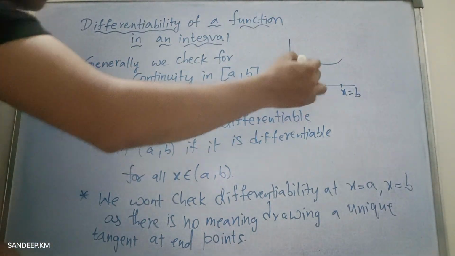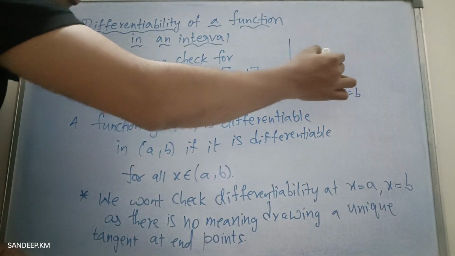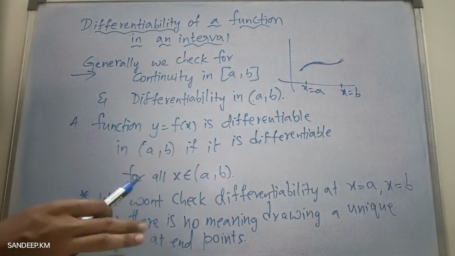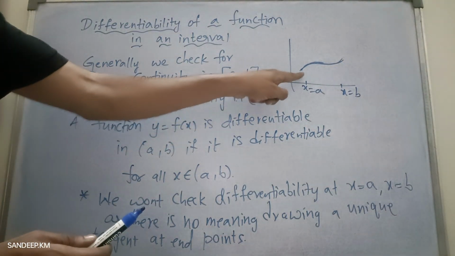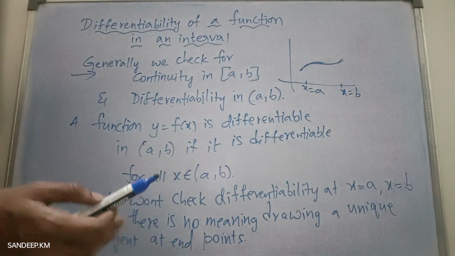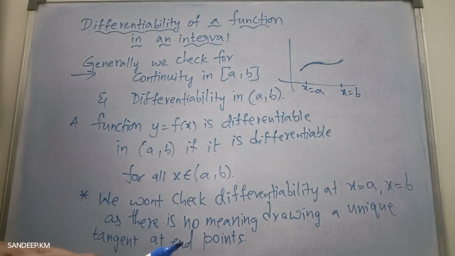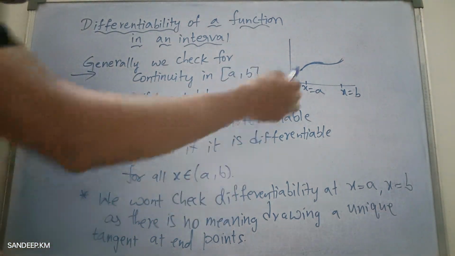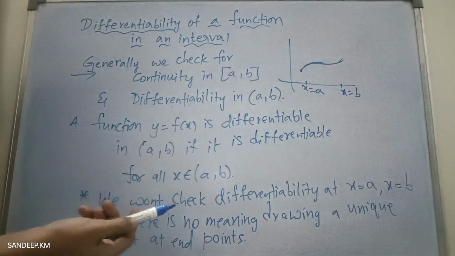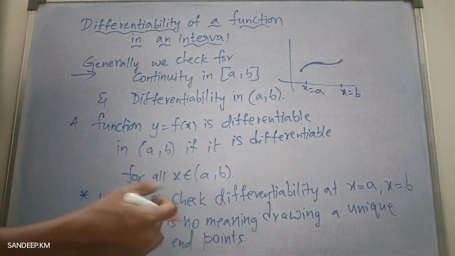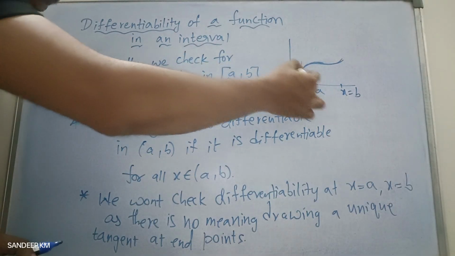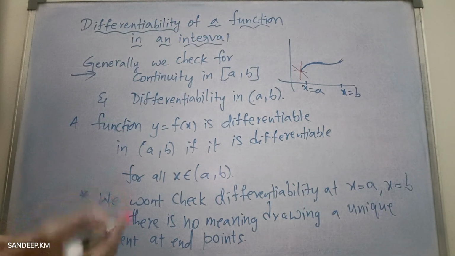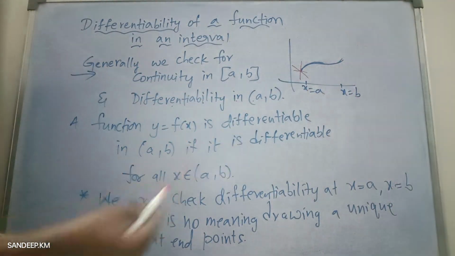Please observe one particular thing, dear students. We can draw the function continuously from a to b. But while checking differentiability, we cannot say that the function is differentiable at x is equal to a, because differentiability at x is equal to a means the possibility of drawing a unique tangent at that point. But at the endpoints, how will you draw a unique tangent? Will you draw like this, or like this, or like this? We don't actually check differentiability of a function at endpoints in an interval.